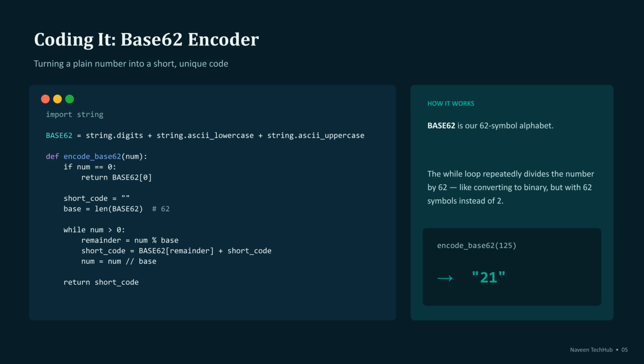After that, we update the number using floor division by 62. This continues until the number becomes 0. Let's take the example from the slide. Encode Base62 of 125 gives us 21.